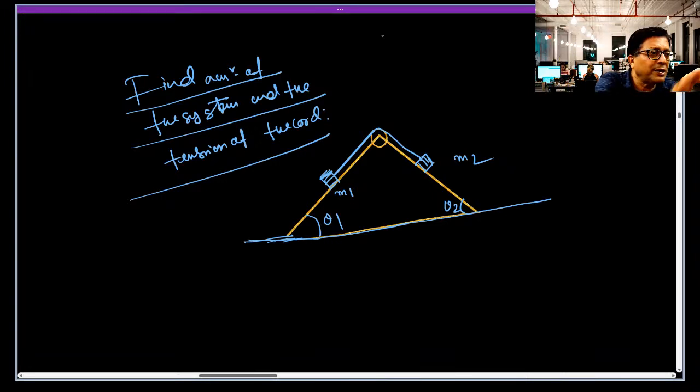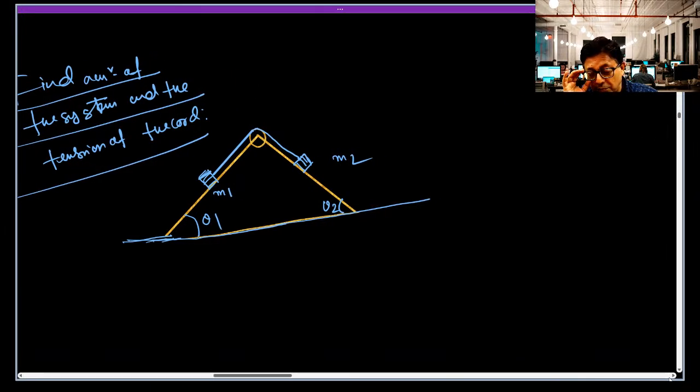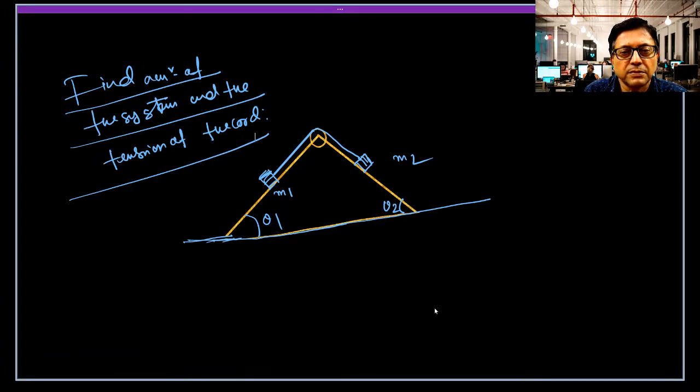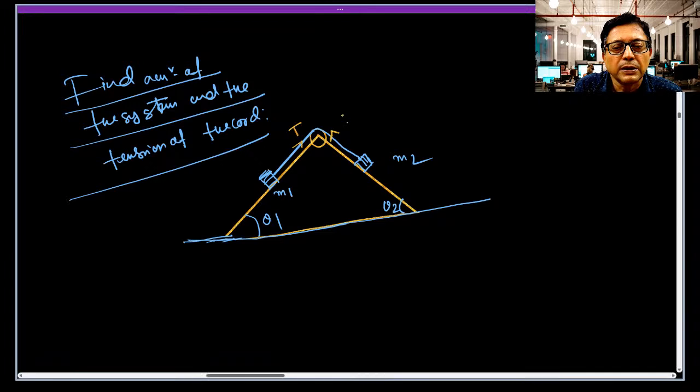Do it before I solve it here. Theta 1, theta 2, m1, m2 will be given in the problem, but you just solve with these quantities. Find the acceleration of the system and the tension of the cord. Tension you will take the same on two sides of the pulley. Then what to do? Free body diagram. You draw it isolating M2 and M1, or you don't isolate, keep it there and do.